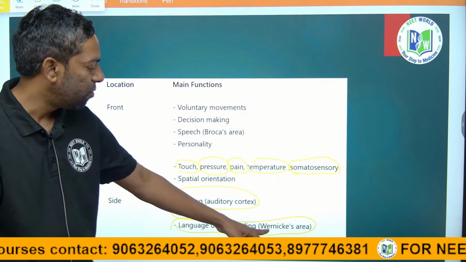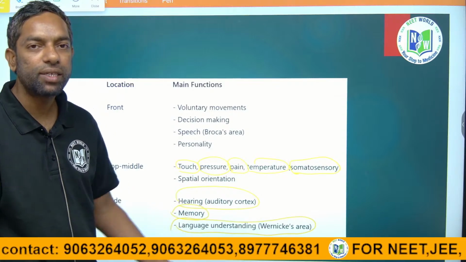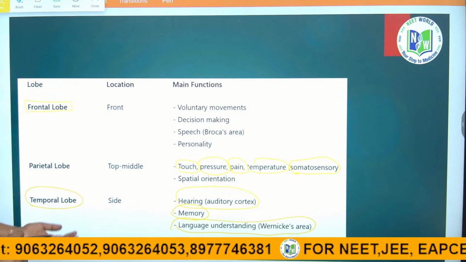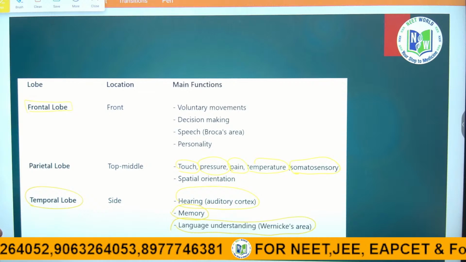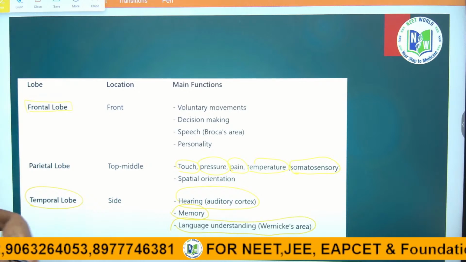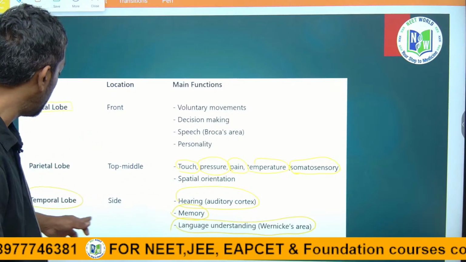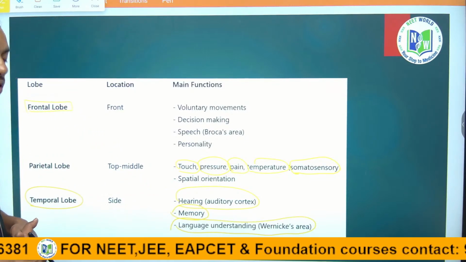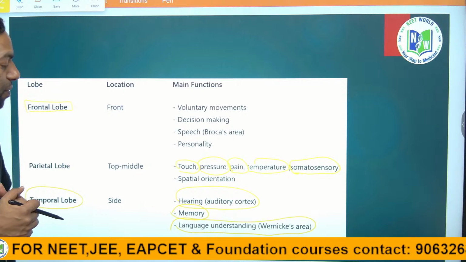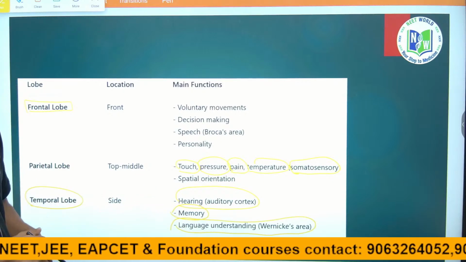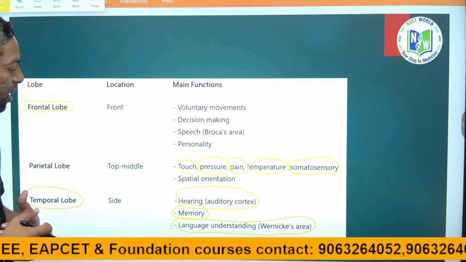Okay, Wernicke's area. Wernicke's area is there in the temporal lobe. Language understanding, Wernicke's area, this is important for the exam. Where is it located? Wernicke's area is in the temporal lobe. Its function is understanding of language, understanding of speech.